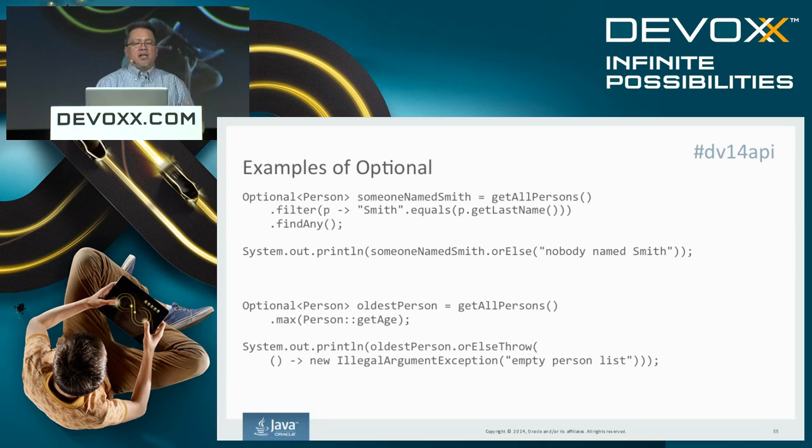And so now we get an optional out of that. We can say, get the value out of it, but if it's empty, instead print out nobody named Smith. And then an example of using max is, we get all the persons, and suppose we want to have an assertion that there are a non-zero number of persons there, and we want to get the maximum age. So in this case, when we extract the value, we might want to say, if the optional returned is empty, then throw an exception saying, hey, I got an empty person list. Something's wrong here.